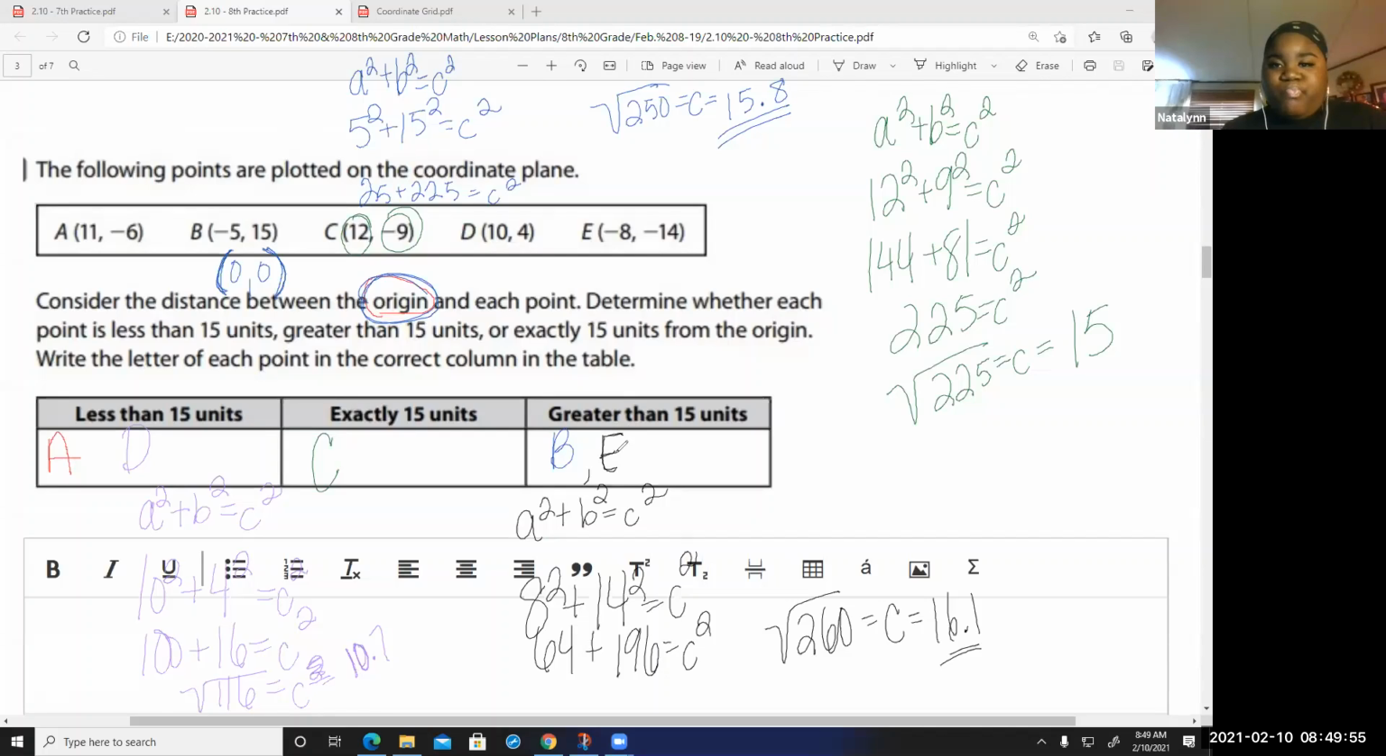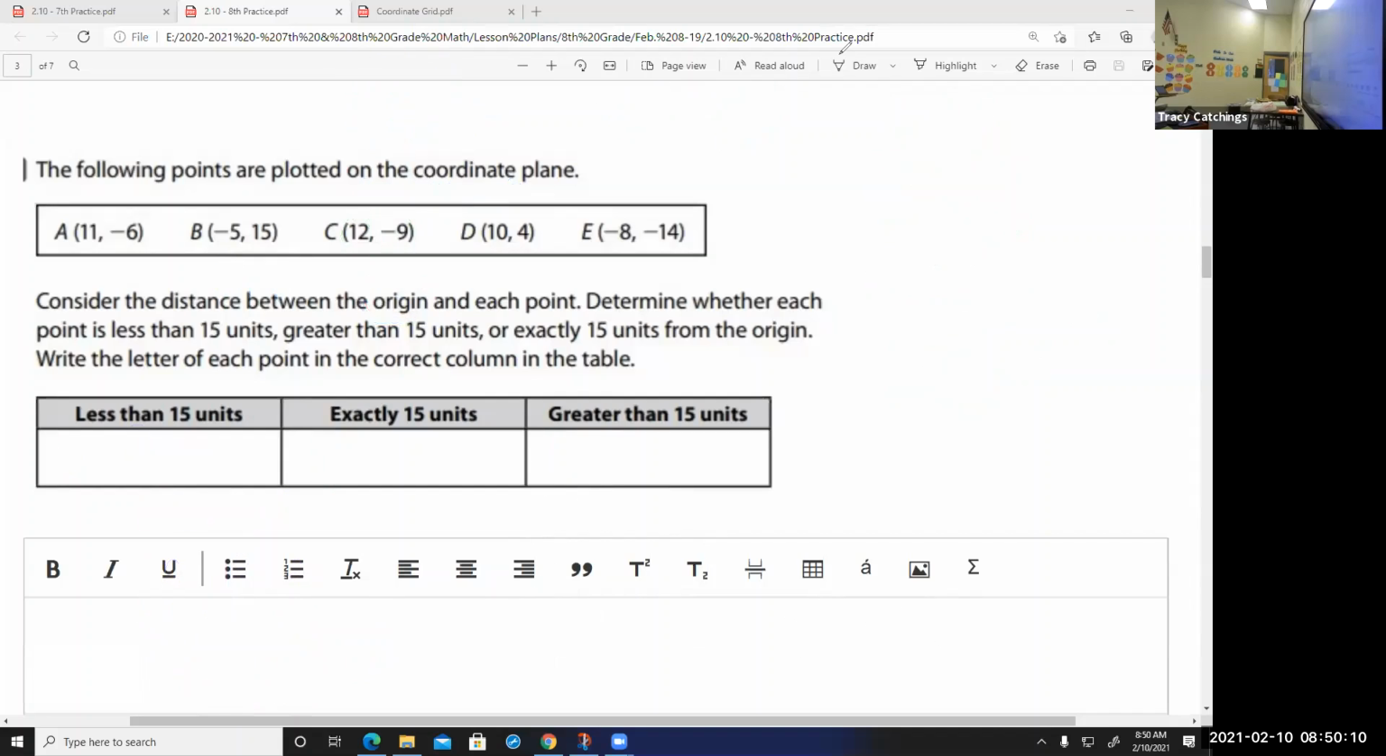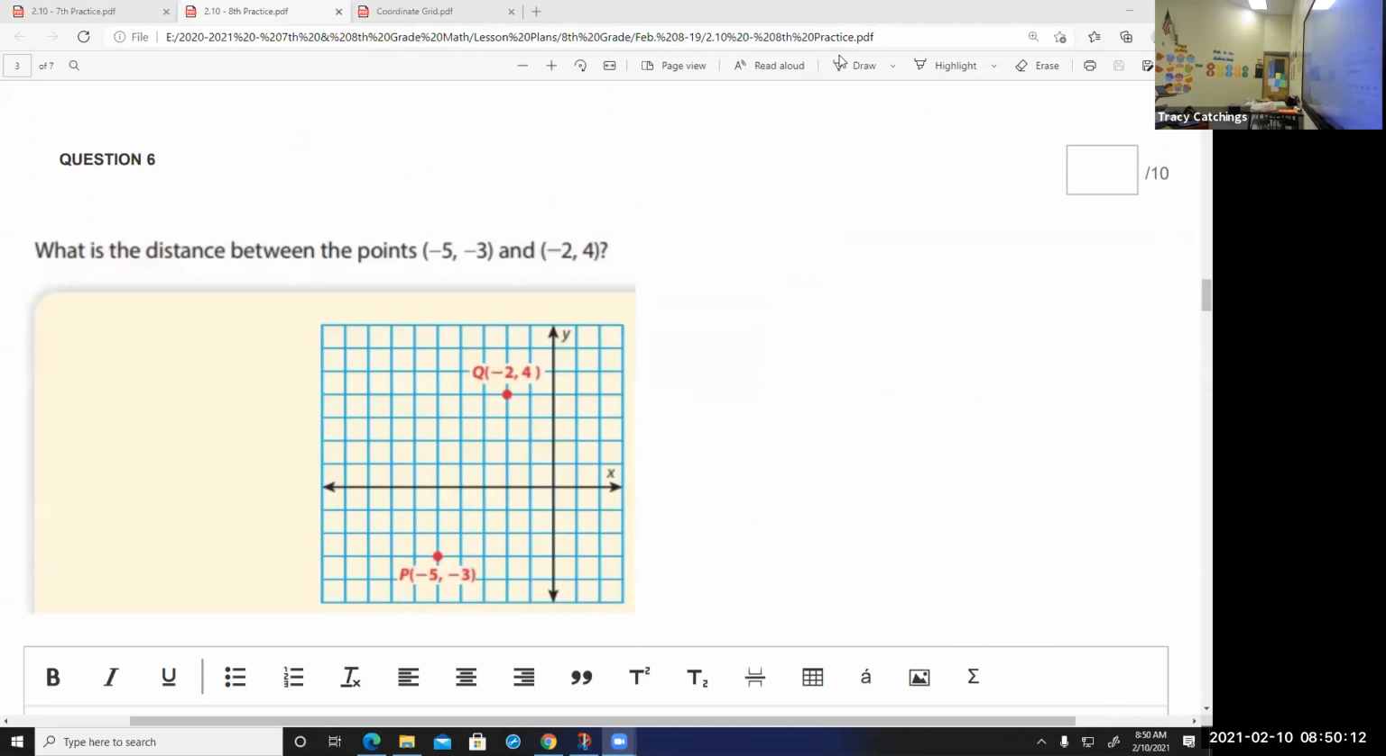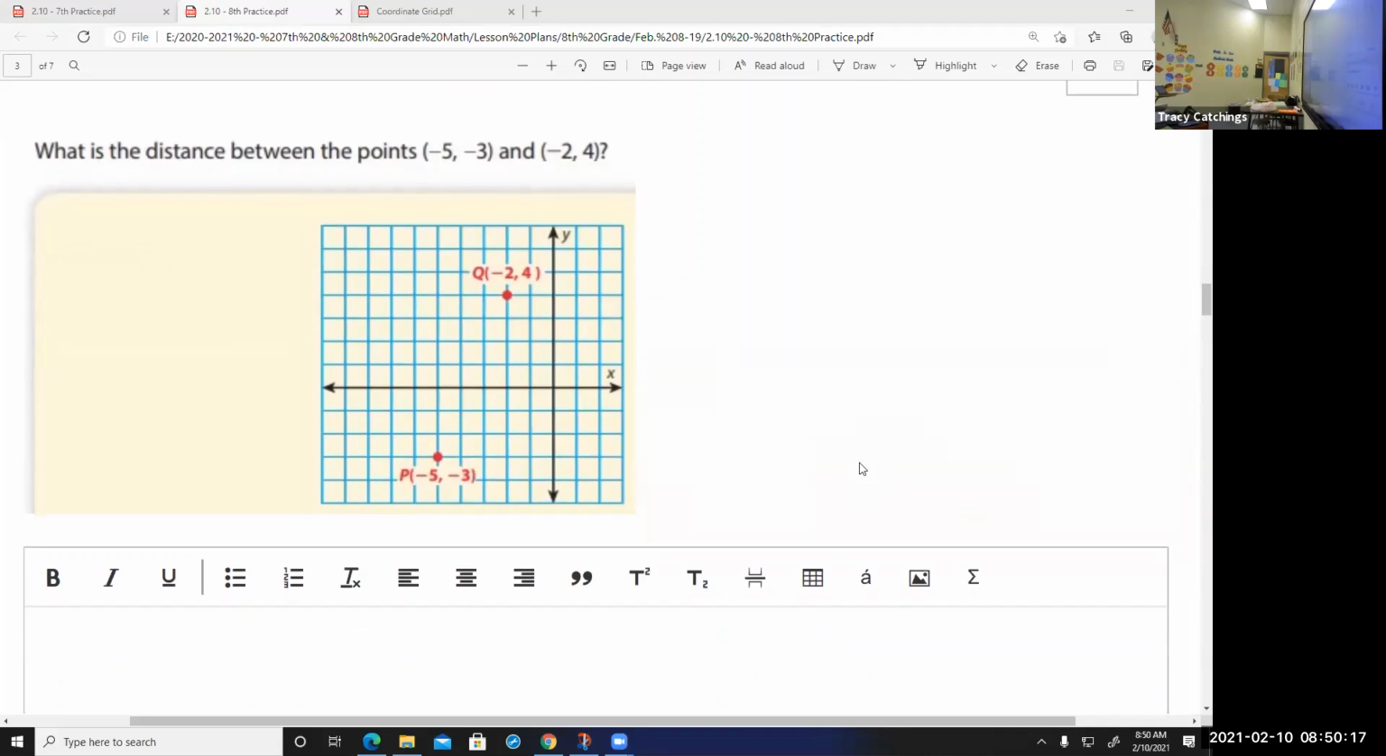Any questions about it? Anyone still need anything? All right, somebody read this to us. What is the distance between the points -5 and -3 and -2 and 4? All right, they gave us a coordinate plane on this one. So what can I do with those points in this coordinate plane?